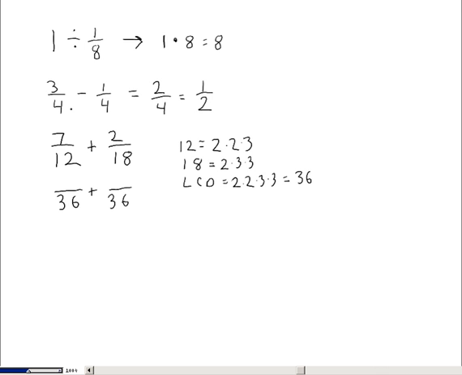If you add or subtract fractions, you have to get a common denominator. So here's a problem that already has a common denominator. 3/4 minus 1/4. Just bring the denominator along, that's 4, and 3 minus 1 is 2, so we get 2/4, and 2/4 reduces down to 1/2.